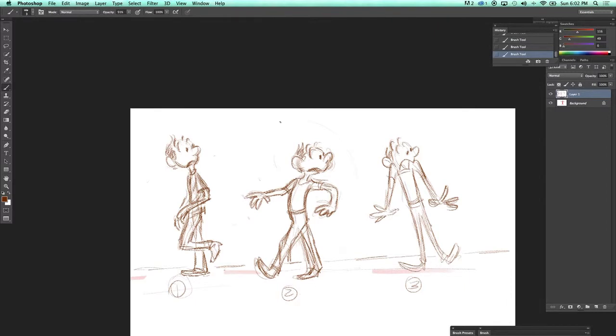And I'd probably go in and tweak that one too, because as you can see, there are certain things about this pose that just don't fit, like the weight distribution and just the gesture. I'd probably change this arm a little bit.